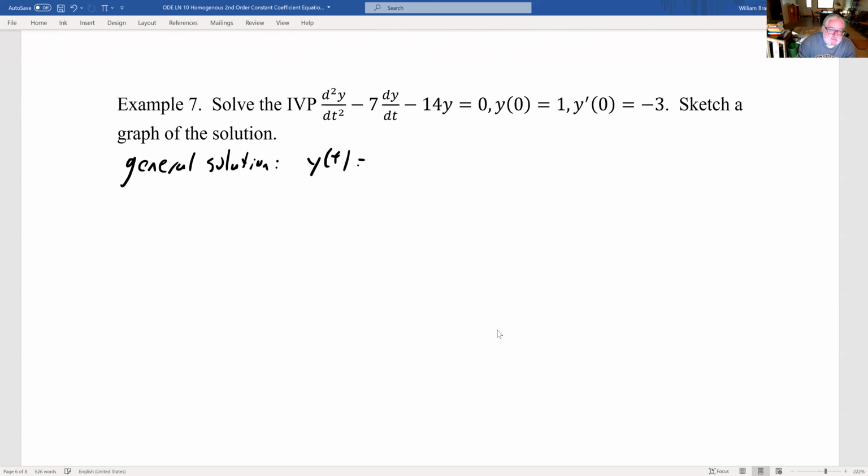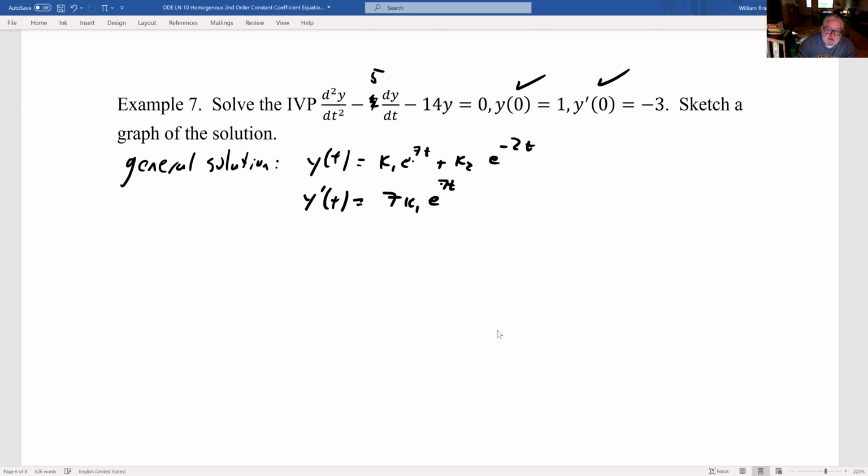Y of t equals k1, oh, this is supposed to be a 5. K1 e to the 7t plus k2 e to the minus 2t. Again, we have an initial condition and an initial condition on the derivative, so we need the derivative: 7k1 e to the 7t minus 2k2 e to the minus 2t.